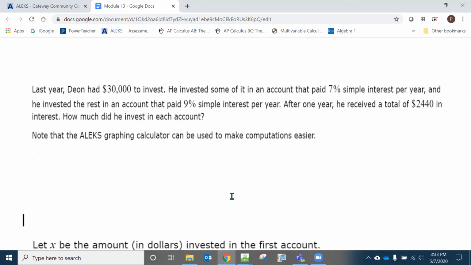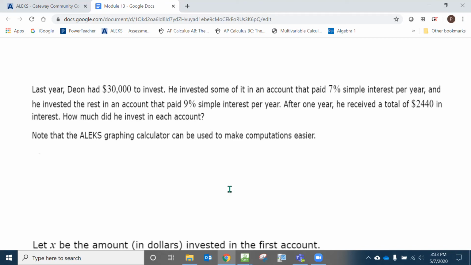Okay, number 2. Last year, Dion had $30,000 to invest. He invested some in the account that paid 7% simple interest per year, and he invested the rest in an account that paid 9% simple interest per year. After 1 year, he received a total of $2,440 in interest. How much did he invest in each account?